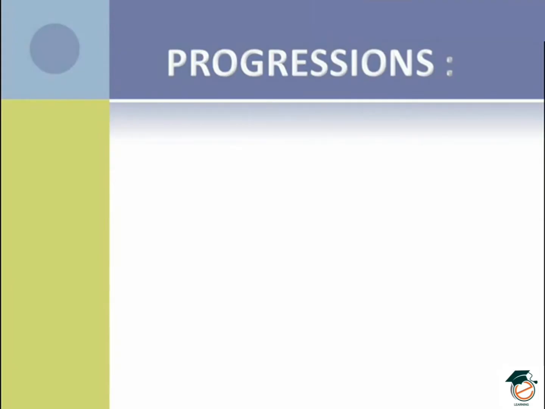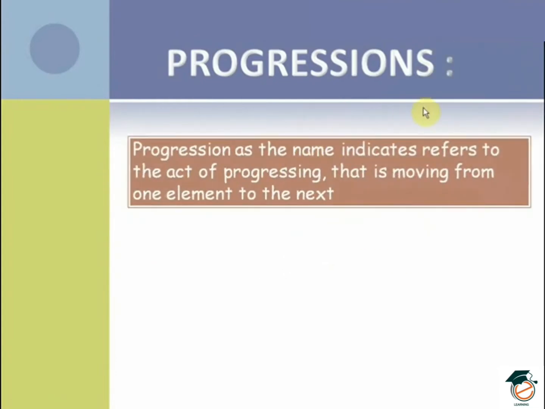In this entire chapter, we are going to study about the different kinds of progressions. But before we go into these different types of progressions, first let's try to understand the meaning of progressions. What do we mean by progressions? Progression, as the name indicates, refers to the act of progressing, that is moving from one element to the next.